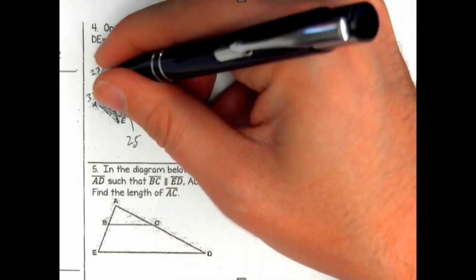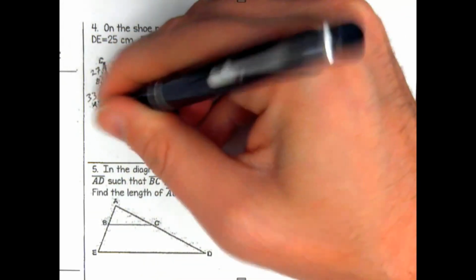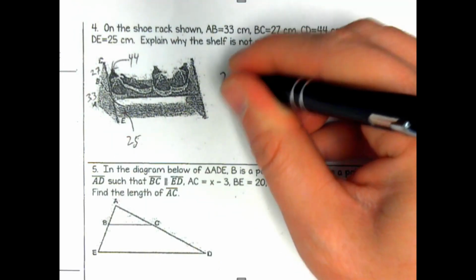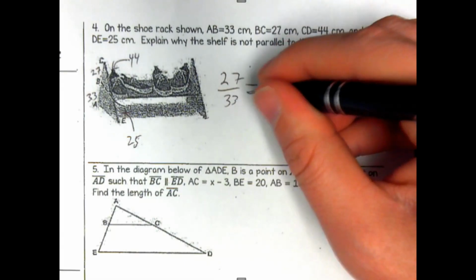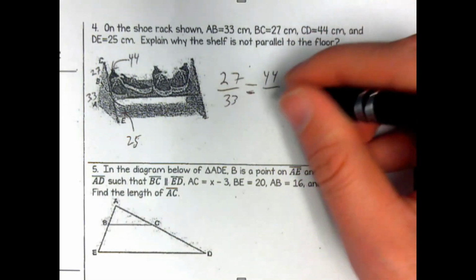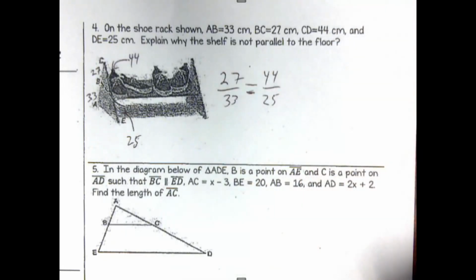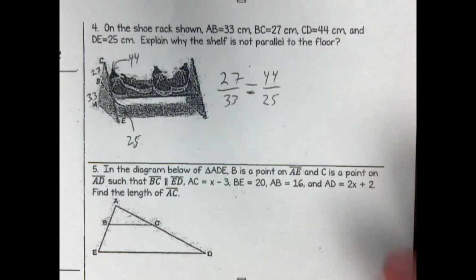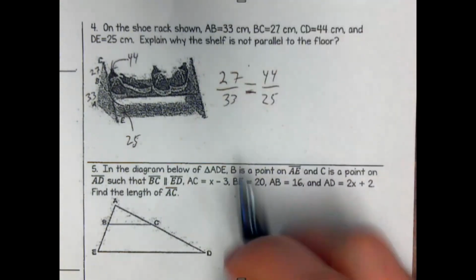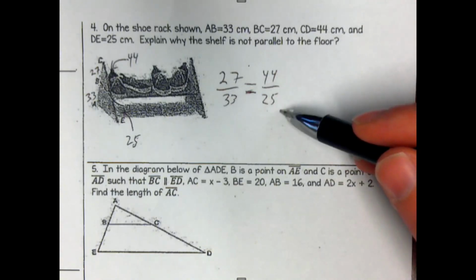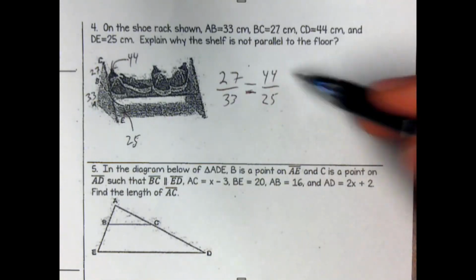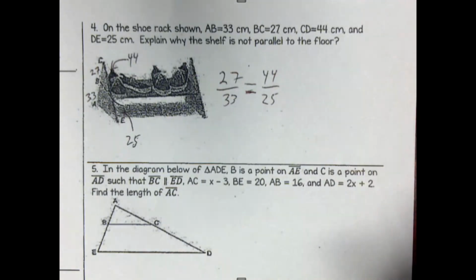Okay, so this shelf right here, if it's parallel to the floor, then this over this should be proportional to that over that. So let's test it and see. 27 over 33 should equal 44 over 25. Now, if you're paying attention, you should already see that it's not going to be possible because this number is smaller than the number under it, but this number is bigger than the number under it. So this is going to be something less than 1, and this is going to be something greater than 1. So that right there should tell you that these are not equal.